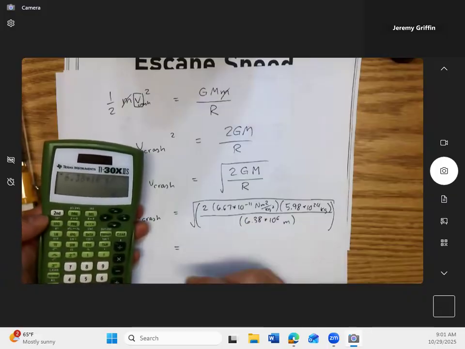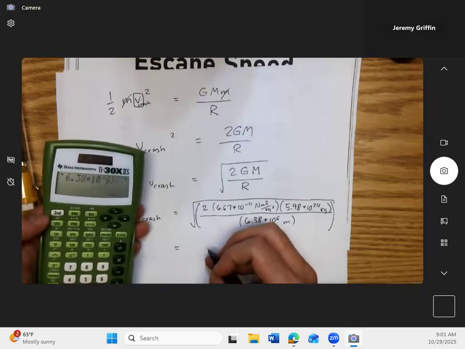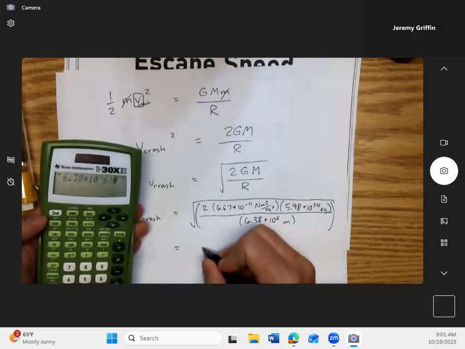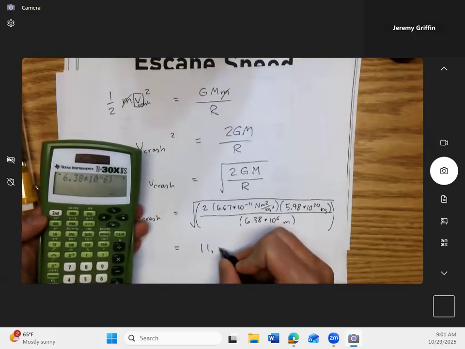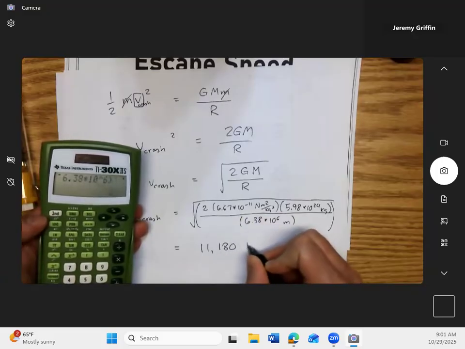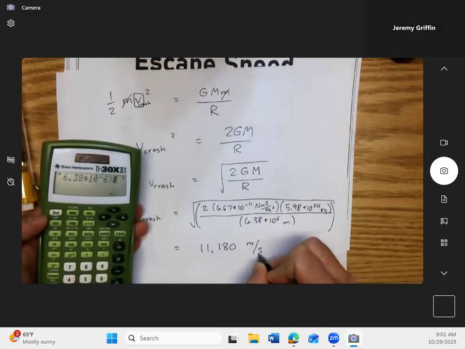Okay. Right. Now, I'm going to make a prediction because I think I should know this number. I've taught this class a long time. If something falls from the edge of space, I think the number should be 11,000. I think it's 11,180 meters per second. Right. I think it's what it is.